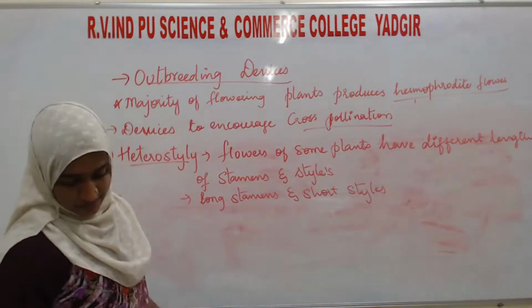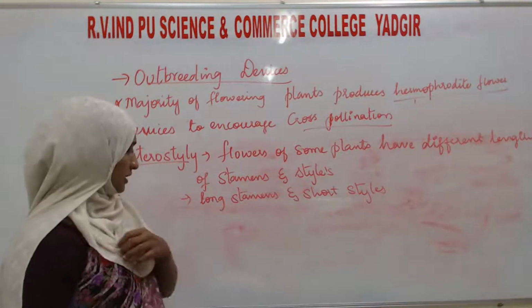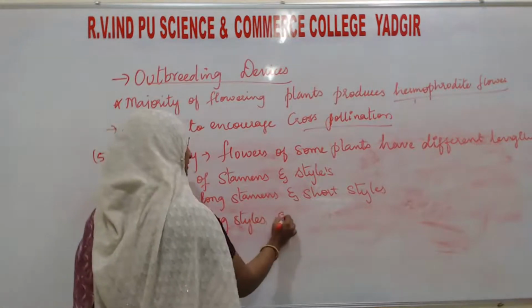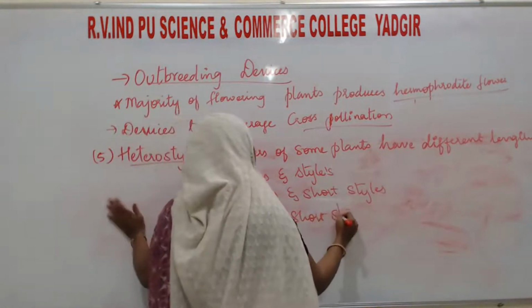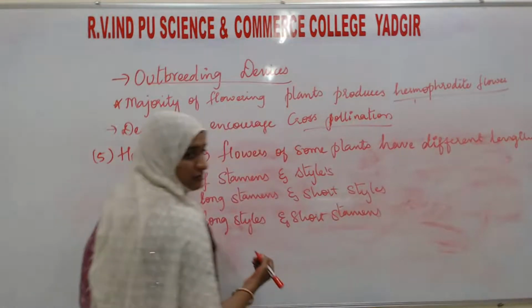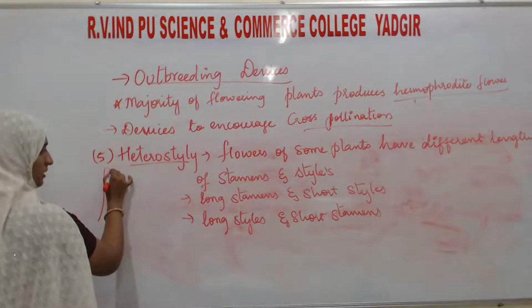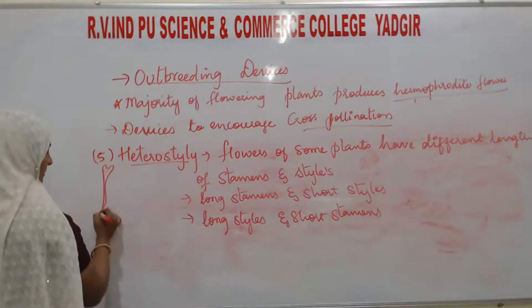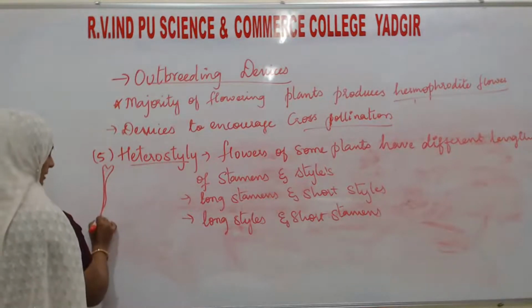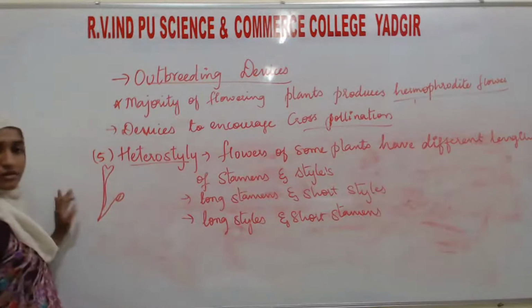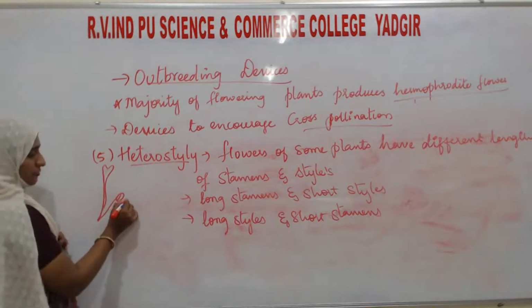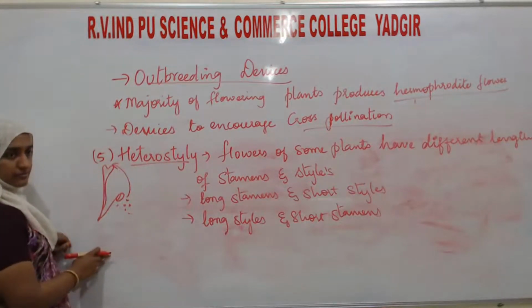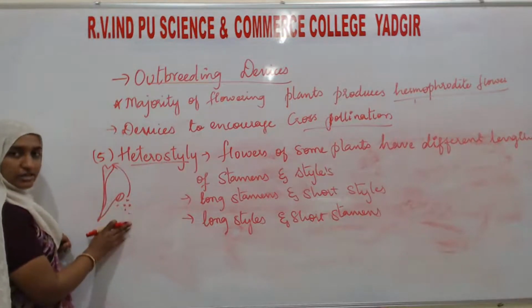In that case, see here, in some cases it will be long styles and short styles. See here, two cases are there, long styles like this and short styles. In this case, pollen grains are going to release like this. They will not reach up to the higher height. In that case also, cross-pollination may take place.